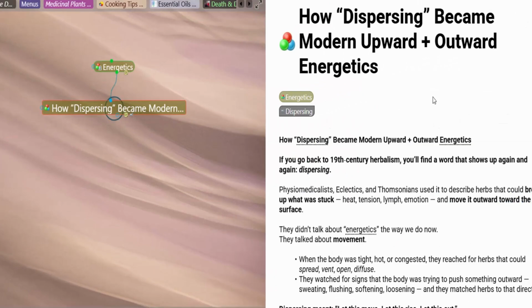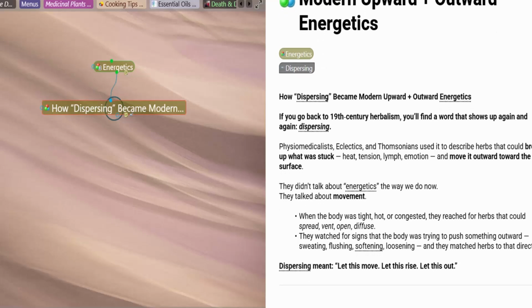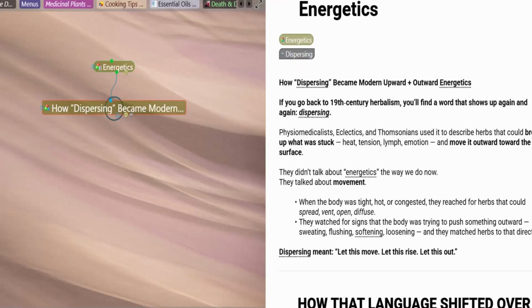Now we're going to take a look over on the left-hand side and open up how dispersing became modern upward and outward energetics. If you go back to the 19th century herbalism, you find this word that shows up again and again, dispersing. And they used it back then to describe herbs that could break up what was stuck, whether it be heat, tension, lymph, or emotion, and move it outward to the surface.